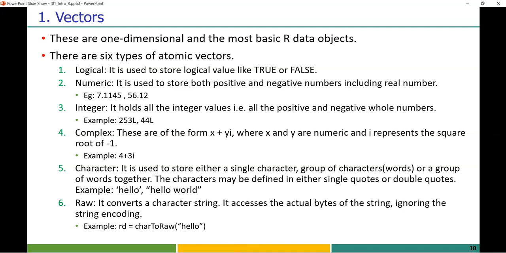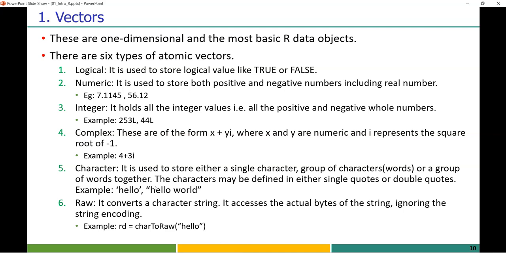Then the complex number. R also supports complex numbers. As you know from mathematics, the general form of a complex number is x plus yi, that means a real part and an imaginary part. And the value of i is the square root of -1. So you can write something like 4 plus 3i.